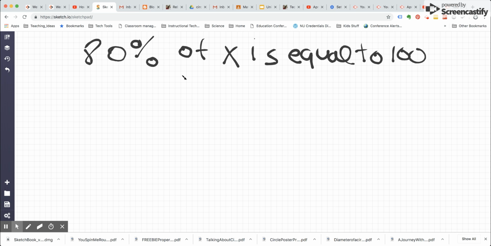Hi everyone. So I'm going to work through one of our practice problems from lesson 8, equal and equivalent. Problem number 4 says 80% of x is equal to 100. So we're trying to figure out what number 80% of is equal to 100.